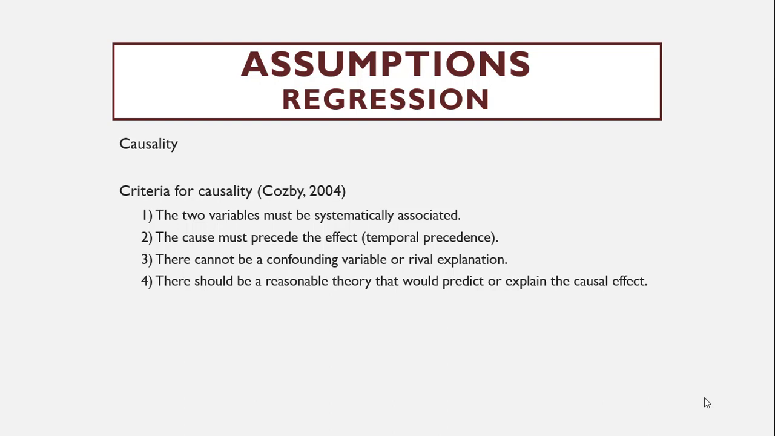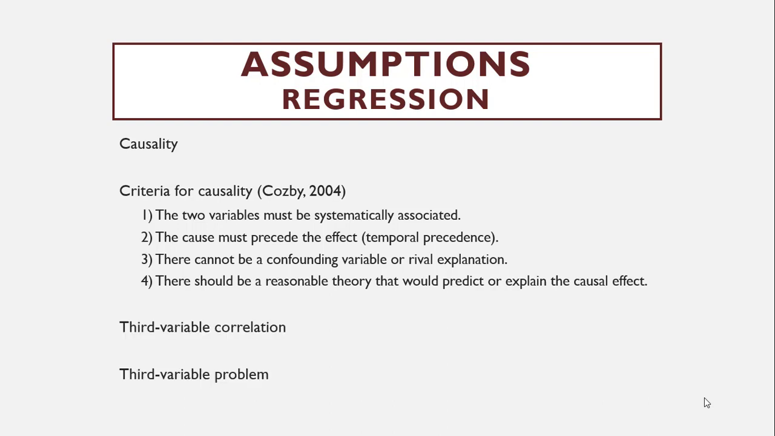And then there should be a reasonable theory that would predict or explain the causal effect. It does make sense that if you're more intelligent, you may get better letters of recommendation, you may be able to better navigate the job market, you might have more options, you might have been able to pick a career that more appeals to you, and so you're more motivated and excited about it. And so there are some reasonable theories, rationale that would explain why intelligence would lead to income. And so we would meet that criteria as well.